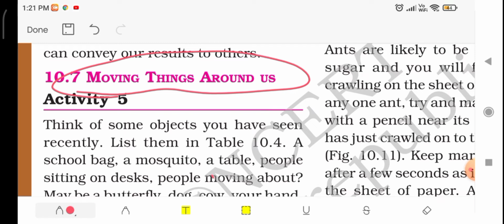As I explained in the first class of this chapter, an object can be said to be in motion when it moves or changes its position with respect to its surroundings. Now let's see some more examples of it.